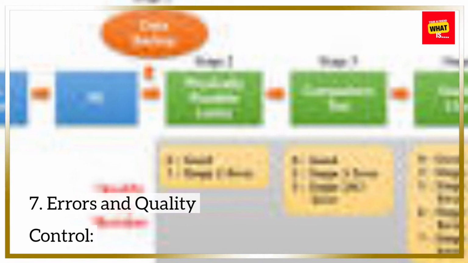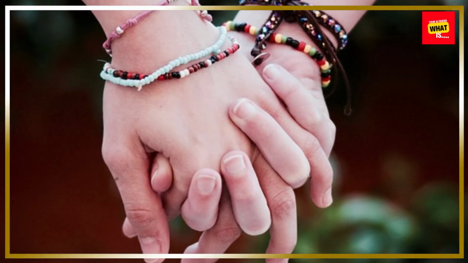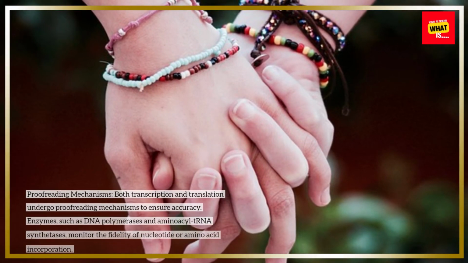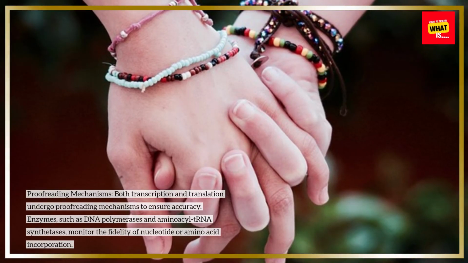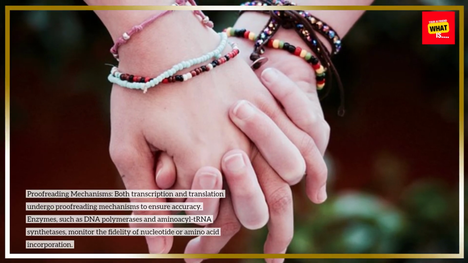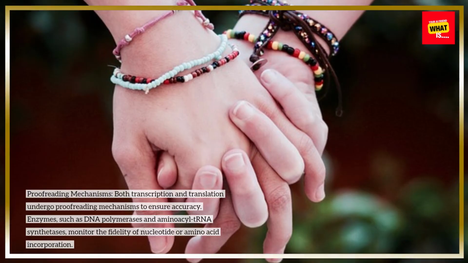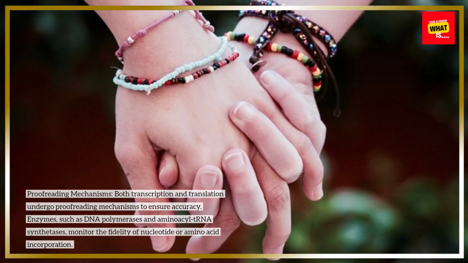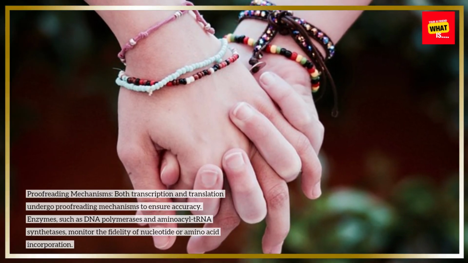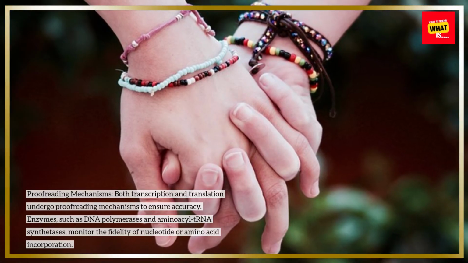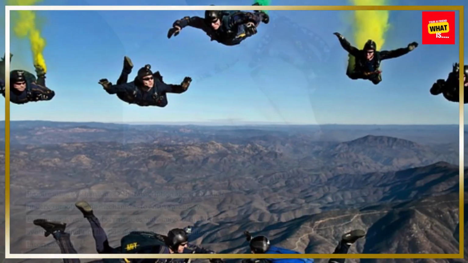7. Errors and quality control. Proofreading mechanisms. Both transcription and translation undergo proofreading mechanisms to ensure accuracy. Enzymes, such as DNA polymerases and aminoacyl tRNA synthetases, monitor the fidelity of nucleotide or amino acid incorporation.